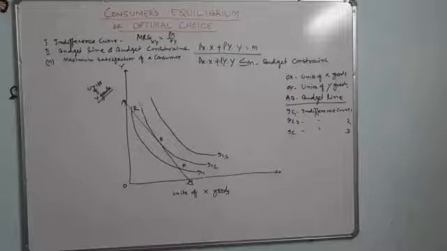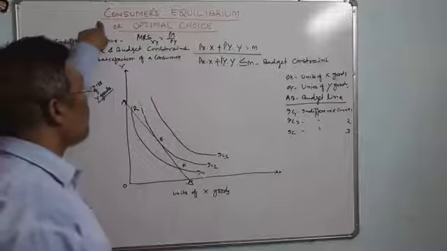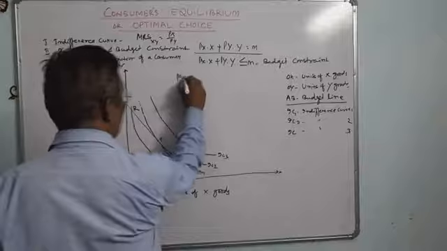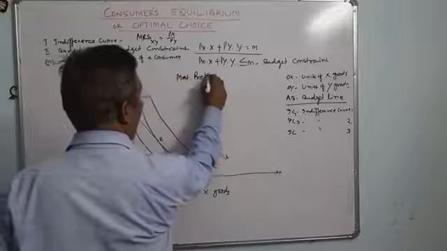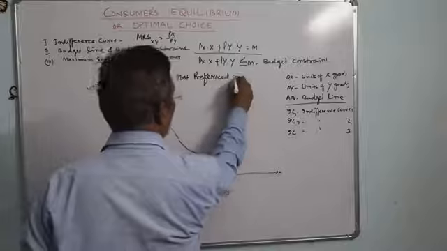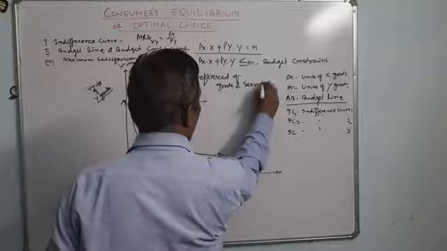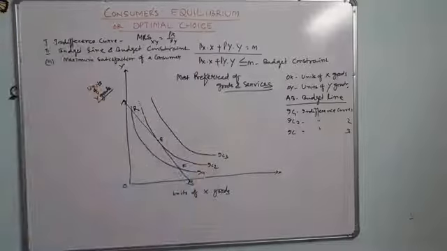So we have to analyze consumer's equilibrium, or optimal choice. The consumer's equilibrium point must lie on the budget line and must give the most preferred combination of goods and services.